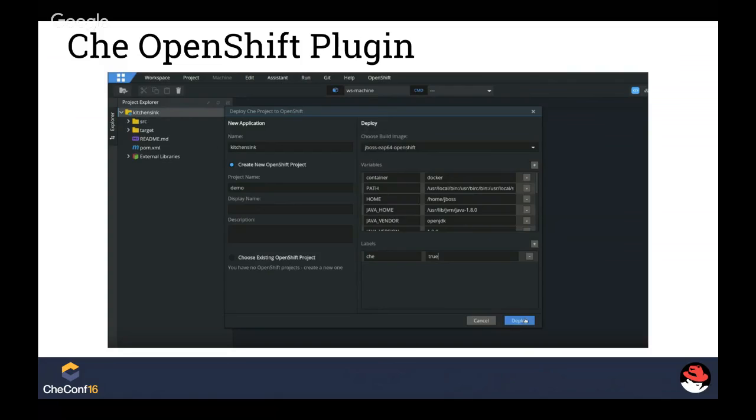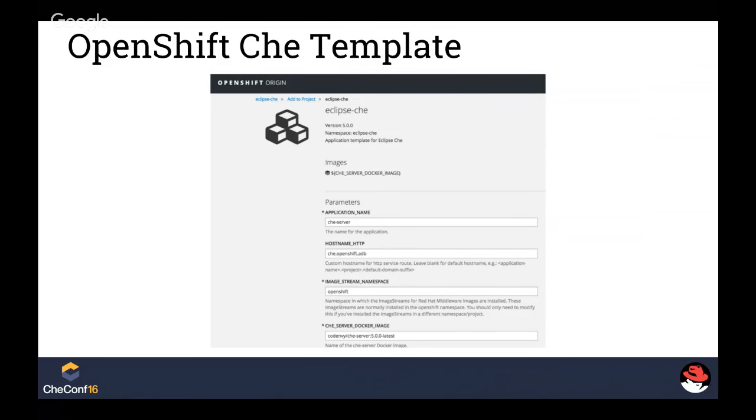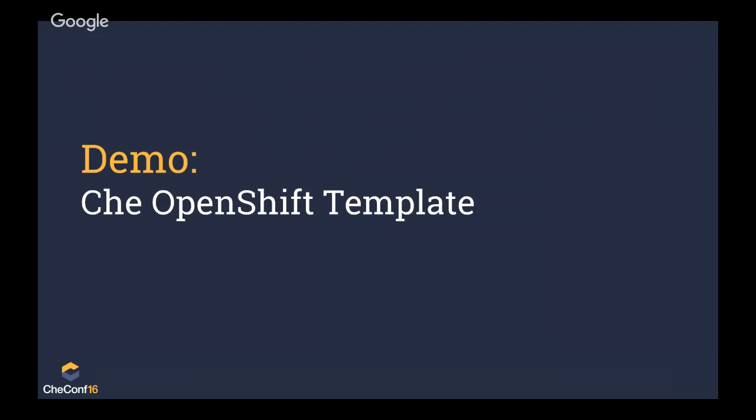The second way to integrate Che and OpenShift is to run Che, the Che server, as an OpenShift application. To do that, we can use an OpenShift template. If you've never used one, that's just a form that you have to fill. You click a button, and you have your application started on OpenShift. So enough talk, I'm going to show you that live.